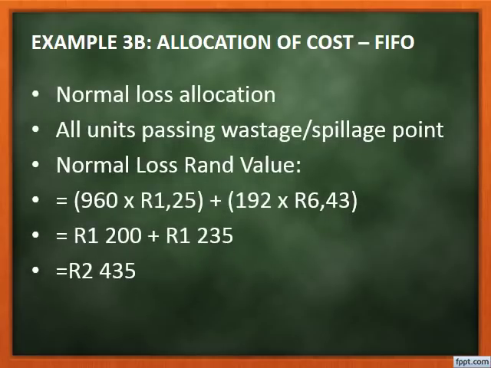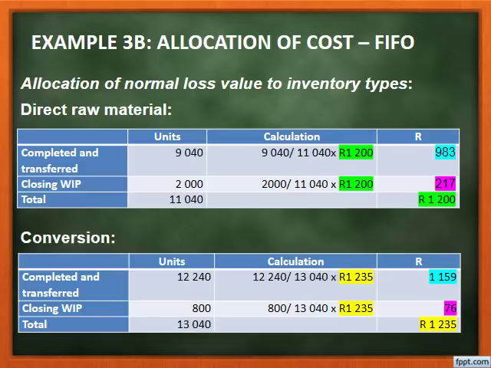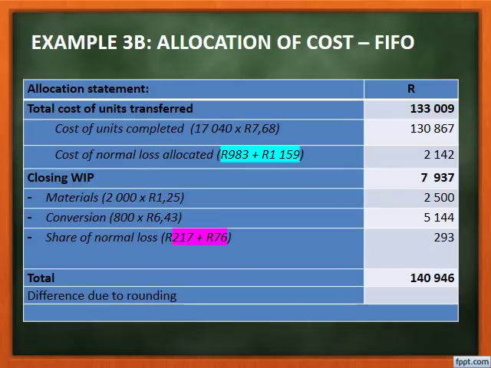The calculation of normal loss Rand value and the allocation is done in exactly the same manner as explained for the weighted average method. The allocation statement is also done in the exact same manner as explained for the weighted average method.